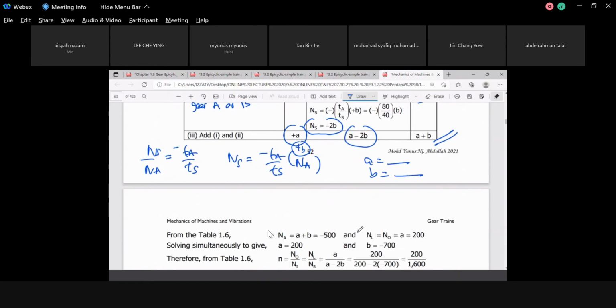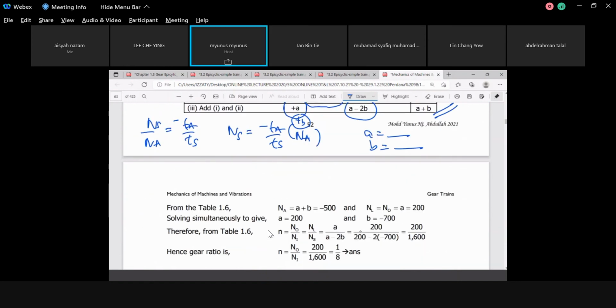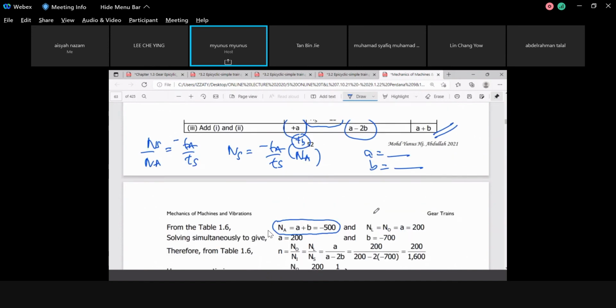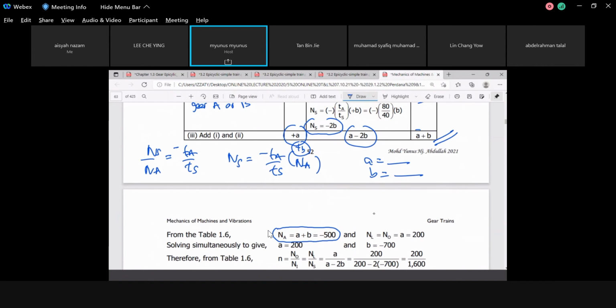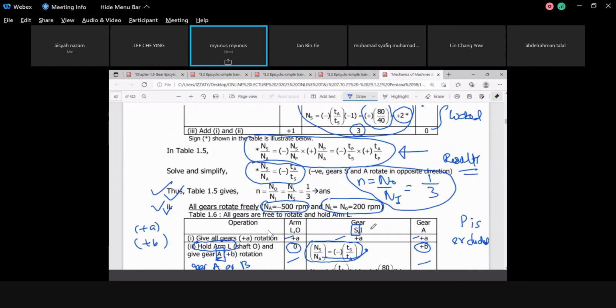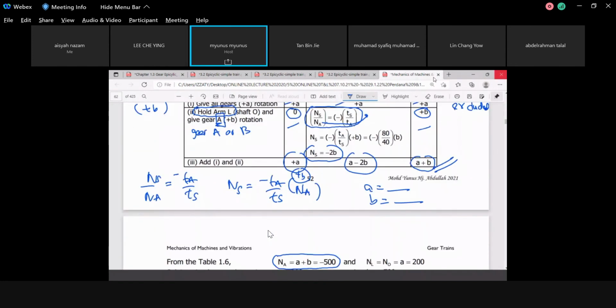Okay, now, so NA, they provide you one equation, A plus B. How do you know? NA is A plus this one, isn't it? If you want to feel safe, put it this way. I give you another hint. Put one more column here, put it here, 500. One more column here, put it here.